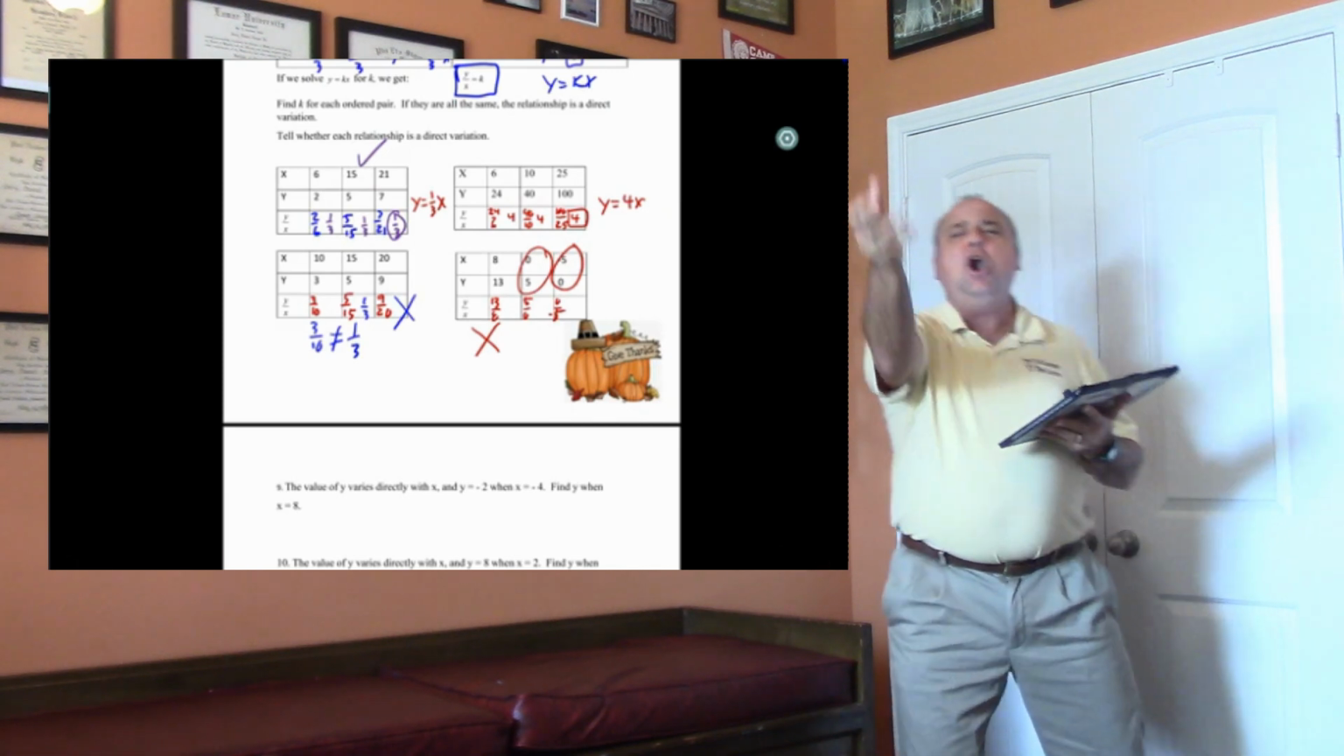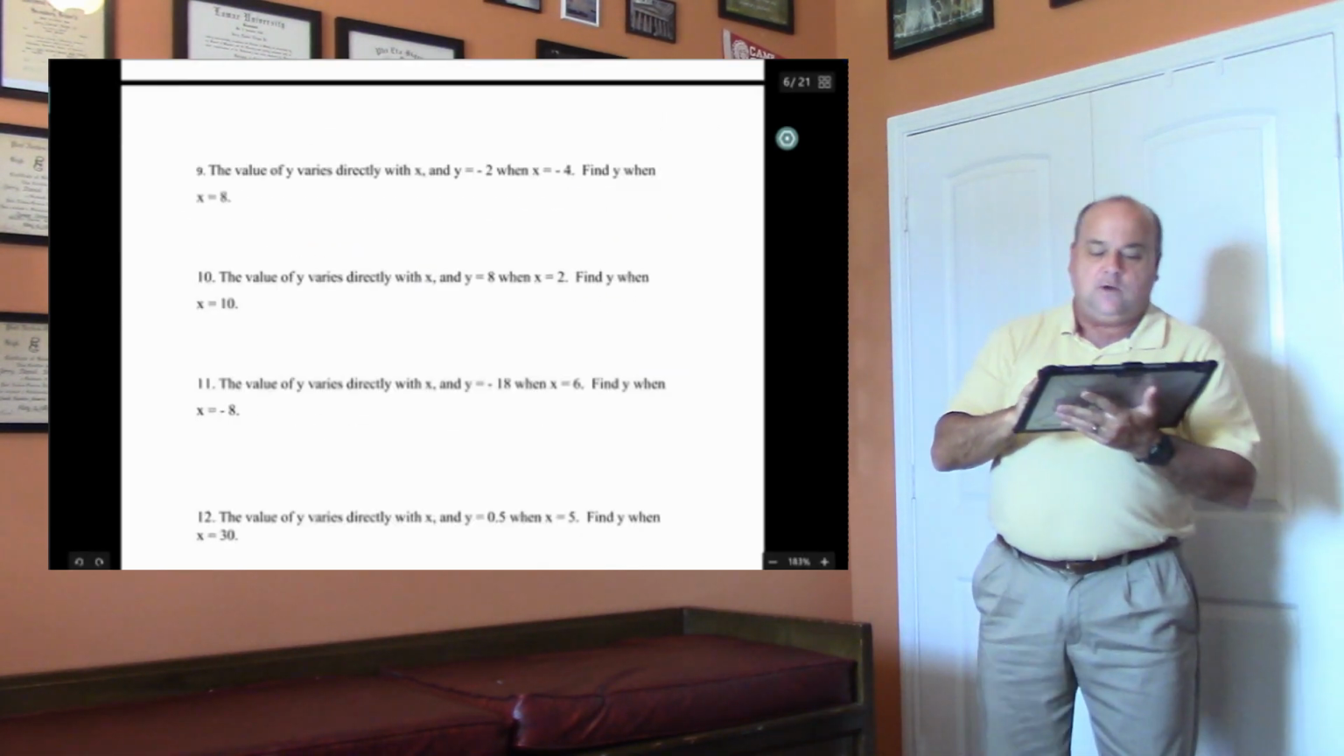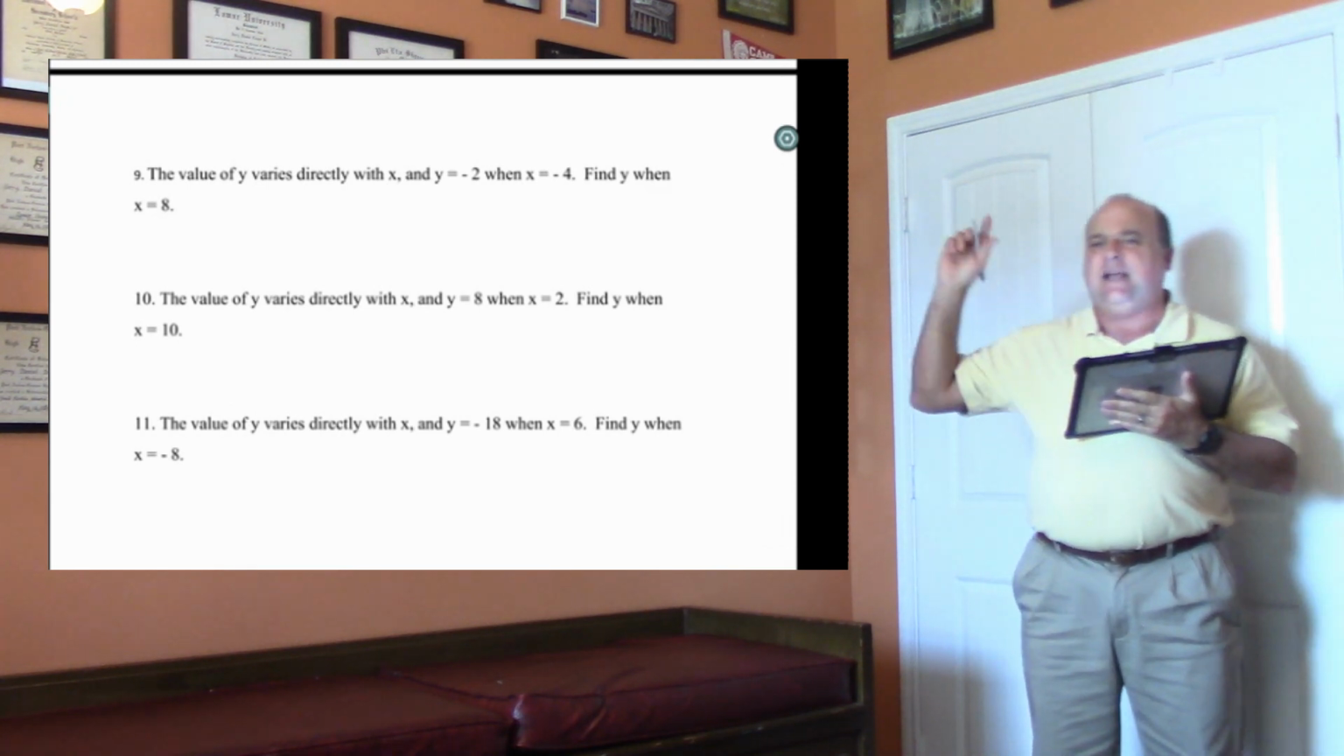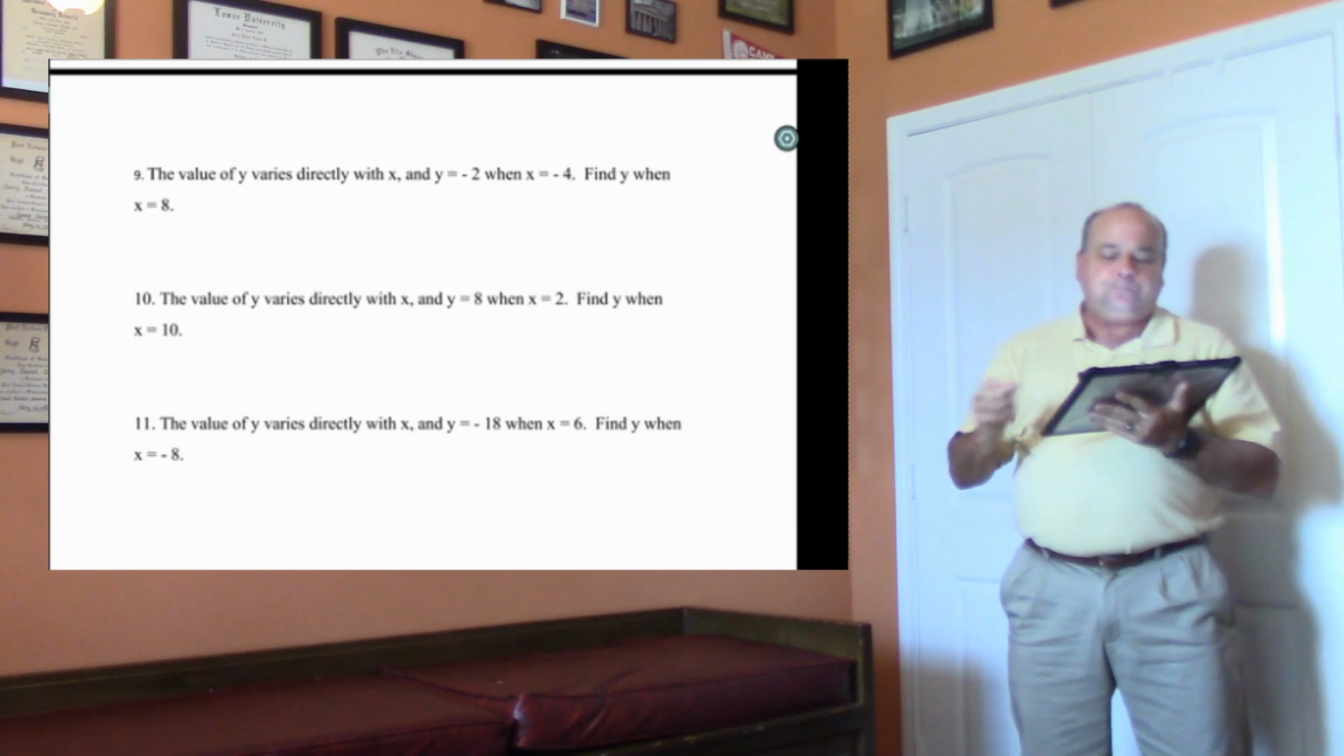Continue on. Turn the page. So let's turn the page. And this is the beef of the lesson right here. This is when we're going to start writing these down and start getting word problems.